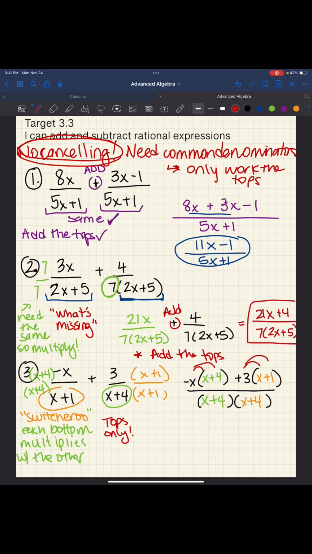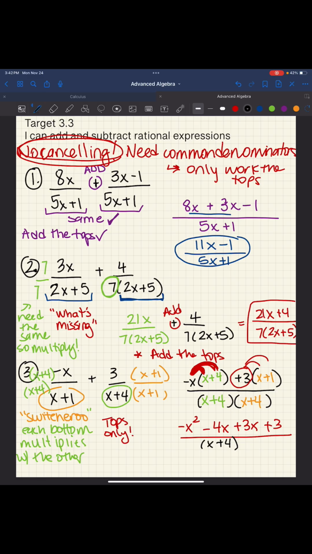Negative x times x is negative x squared. Again, I'm making a darker rainbow, if you will. And then I'm going to now do negative x times 4, which is negative 4x. And then plus 3x, because positive 3 is going to distribute to both of our orange binomial. So positive 3x plus 3. And that is all over, I'm going to switch to black, our denominator that I'm not going to change.